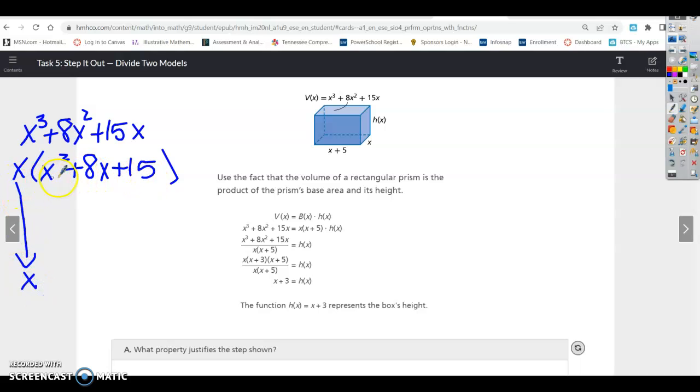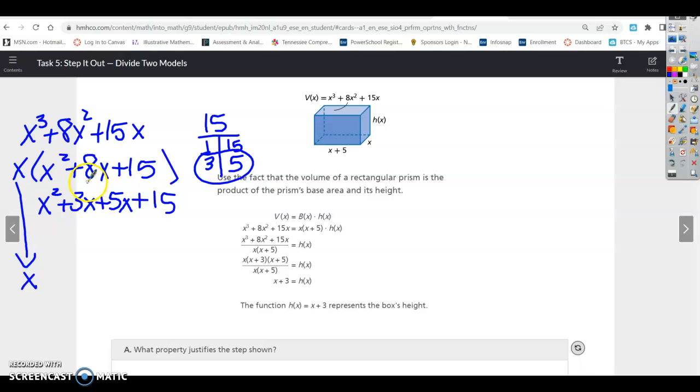But now I'm going to try to factor this trinomial. How am I going to do that? I'm going to find two numbers that multiply to give me 15 and add to give me 8. So I've got 1 and 15 and 3 and 5. The two numbers that I need are 3 and 5. So I'm going to rewrite this as x squared plus 3x plus 5x plus 15. All I did was rewrite this middle term in a different form.